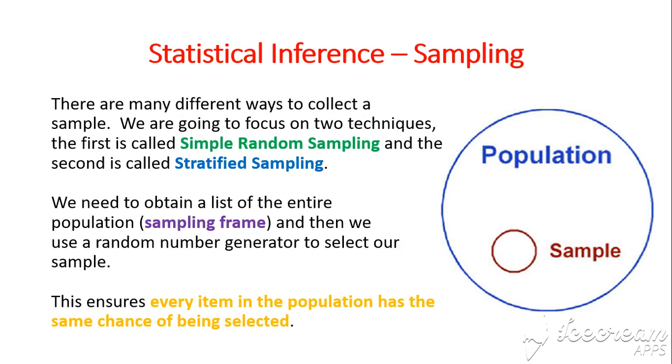The two techniques we're going to talk about are simple random sampling and stratified sampling. Now, for both we need a list of the entire population called a sampling frame, and we use a random number generator to select our sample. Both techniques ensure every item in the population has the same chance of being selected. That's vital to try and make our sample as fair and representative as possible, and as reliable and trustworthy like we just spoke about.